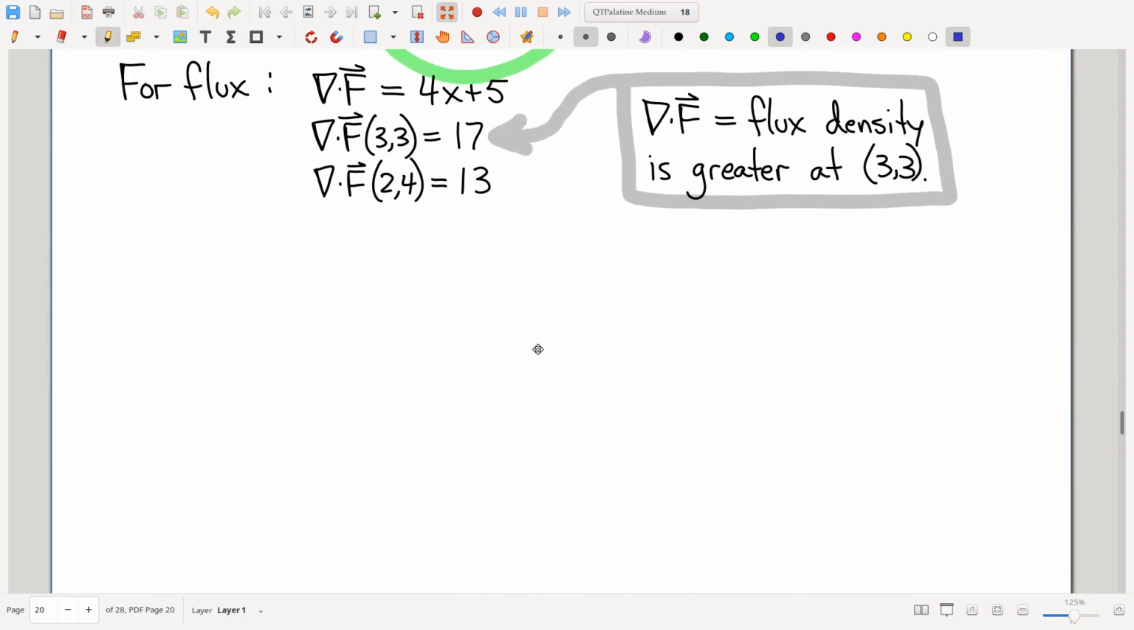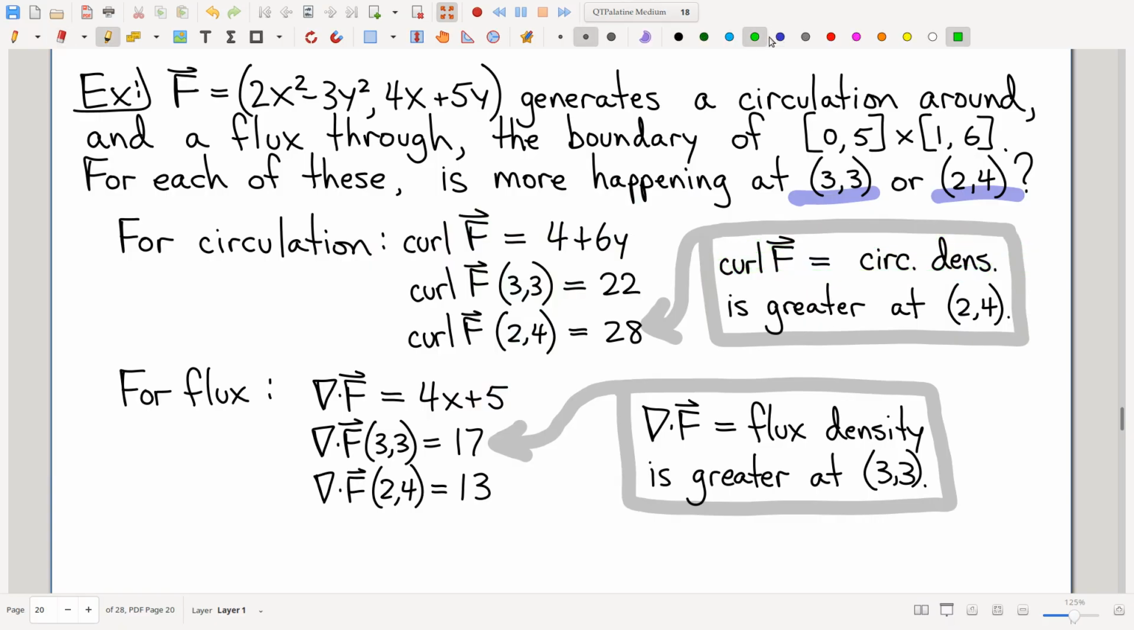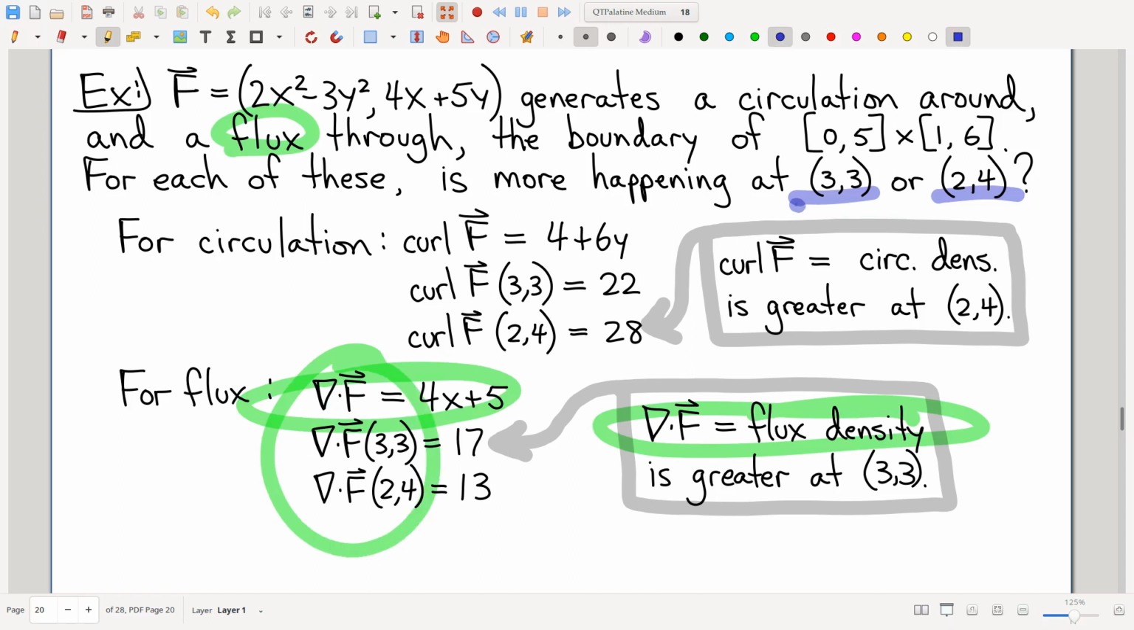Okay. All right. Likewise, of course, for divergence. For flux. So if we're interested in flux, where is there more flux happening? Well, look at the density. Look at the flux density, aka the divergence, right? And plug in the 2 points in question, again the 3, 3 and the 2, 4. Well, it would appear, according to the way this worked out, that there's more flux density at 3, 3. So therefore, more of the flux is happening at that point 3, 3.